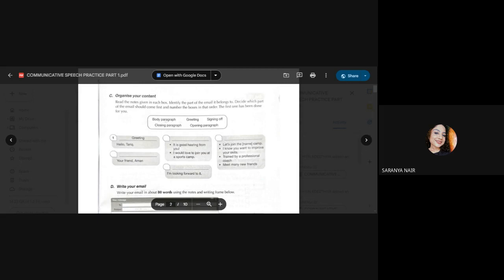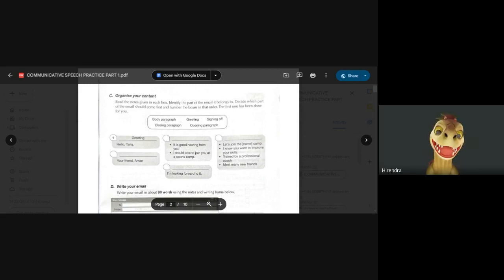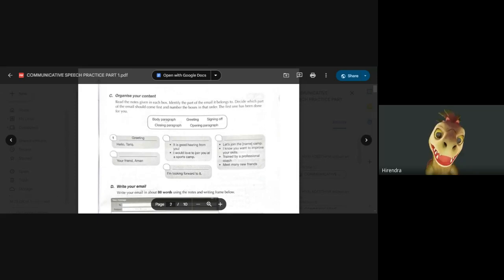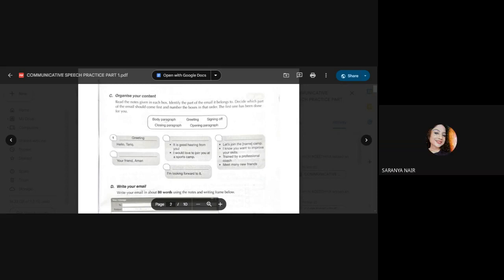Is that okay? Teacher, when I was doing B 1, 2, 3, I also did C. Okay, if you did C, just give maybe 2 to 3 minutes. Let our friends also do it, and then we'll continue. Is that okay? We will discuss together after this.